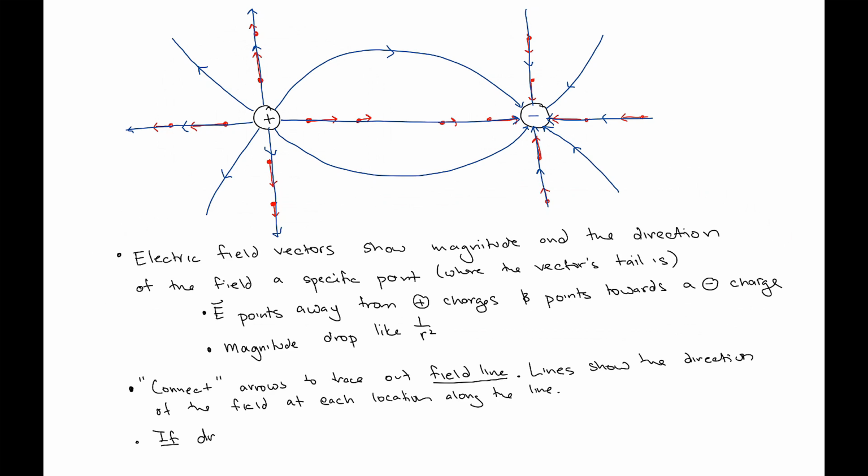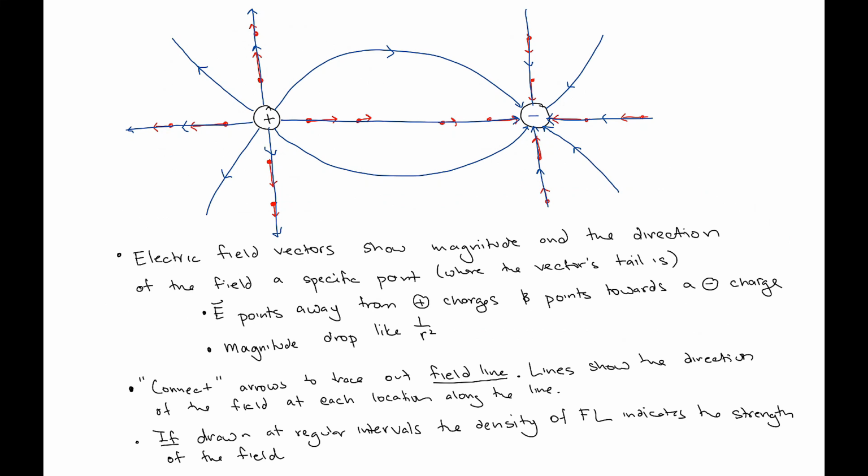If drawn at regular intervals, the density of field lines indicates the strength of the field. Okay, and again, this is all review from 183, so hopefully it's a little bit familiar.